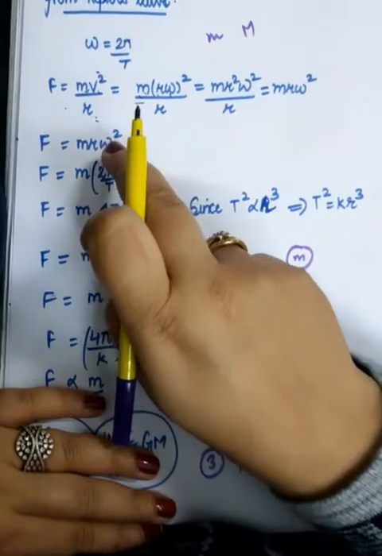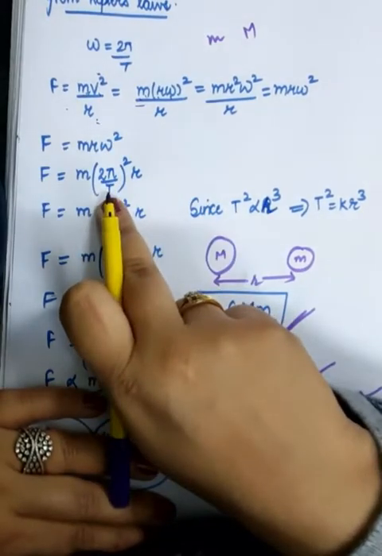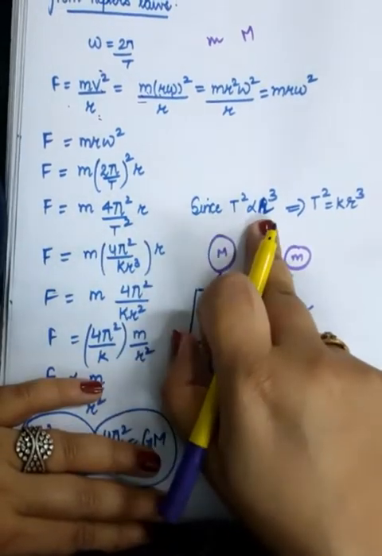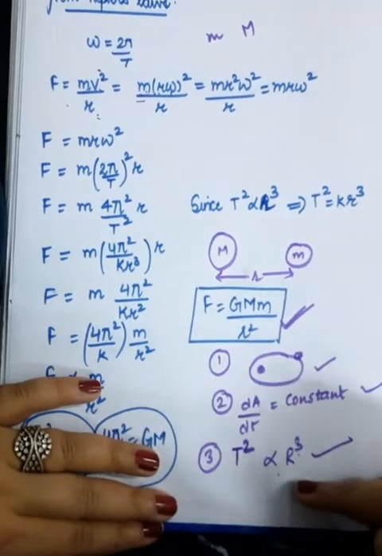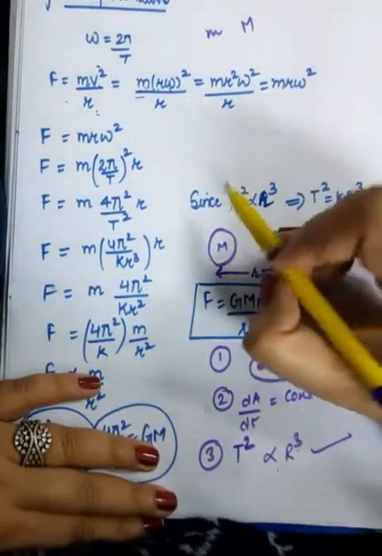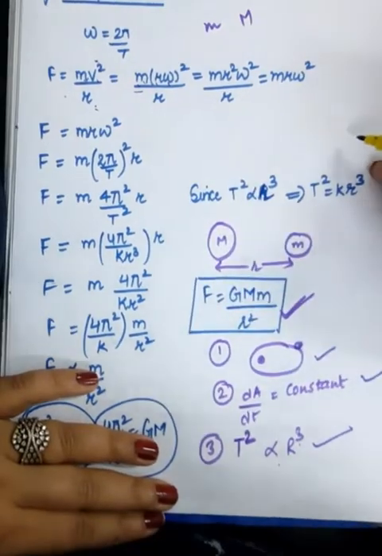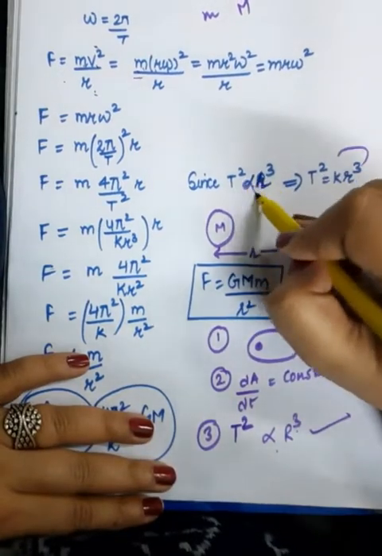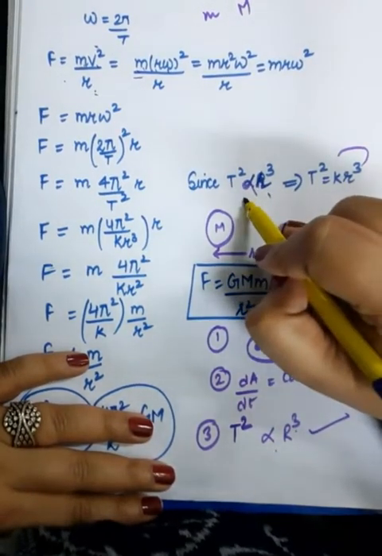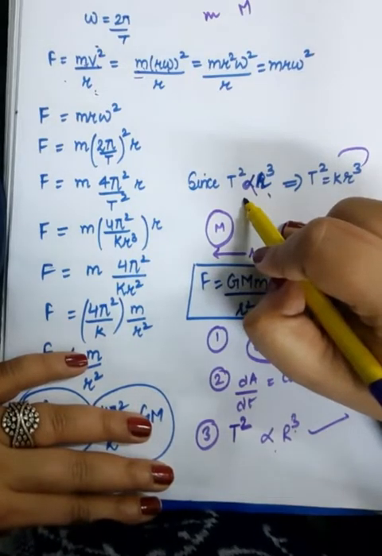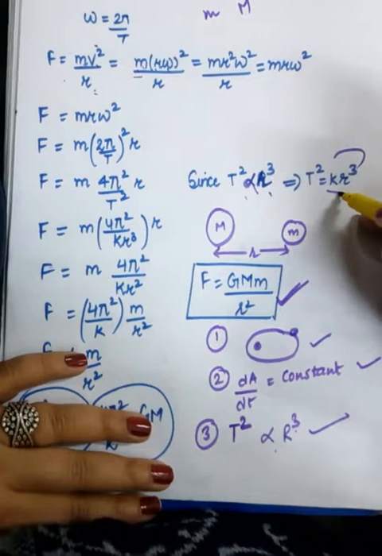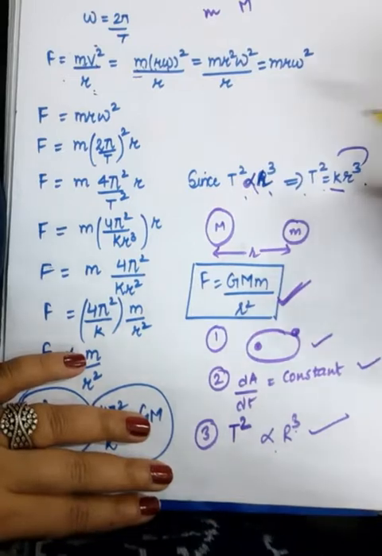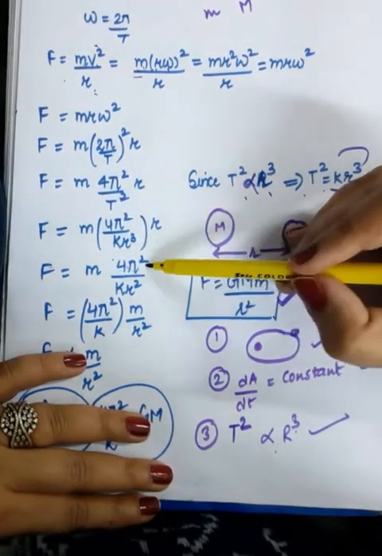After that, put omega is equal to 2 pi by T, and once you do that, you get this. Now T square is directly proportional to small r cube. This is Kepler's third law, and we have to use it. So T square is equal to k r cube. It was directly proportional to r cube; when you remove the sign of proportionality and replace it with equality, you get a constant. So T square is equal to some constant into r cube. In place of T square, I am going to write k r cube.